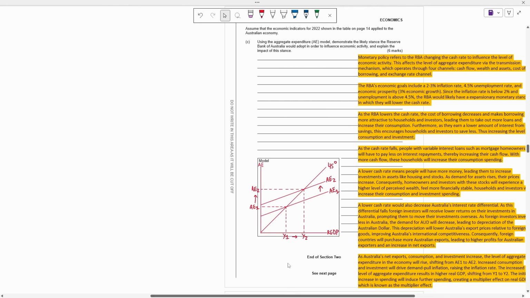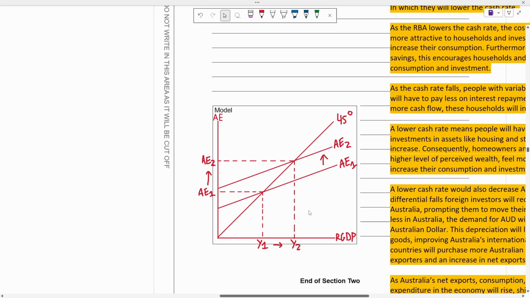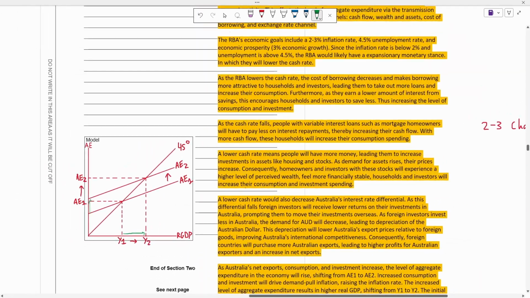And then let's look at our model. So looking at our model, the increase in real GDP is greater than the increase in aggregate expenditure. So that shows the multiplier effect. Now, let's move on towards the next question.